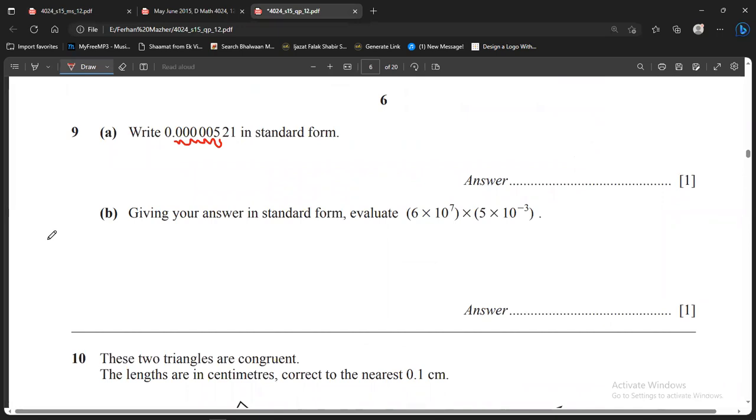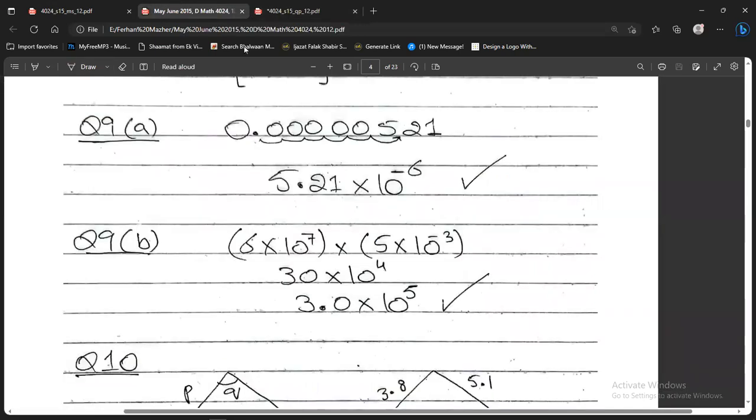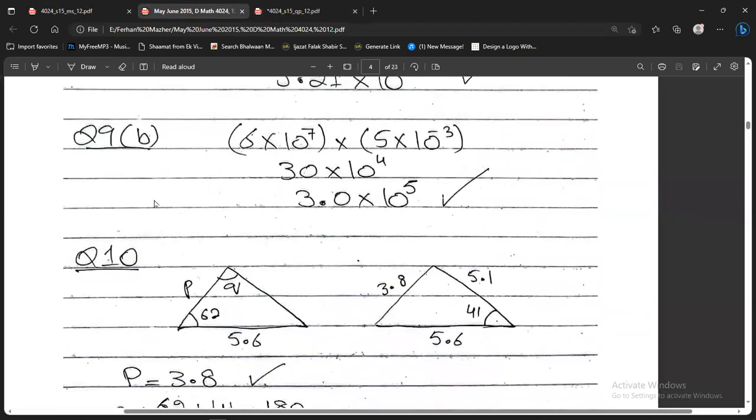Giving your answer in the standard form, evaluate 6 expo 7 multiply 5 expo minus 3. So 6 will multiply with the 5, that will be 30. When the 10 raised to power 7 will multiply with the 10 raised to power minus 3, it will become 10 raised to power 4. So here we go. 30 expo 4, but I told you this number here must be more than 1 and less than 10. So it's 30.